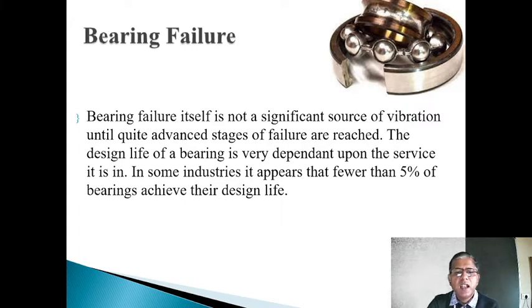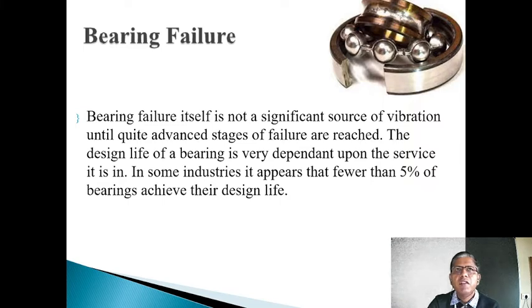The design life of a bearing is very dependent upon the service it is in. In some industries, it appears that fewer than 5% of the bearings achieve their design life. Because bearings are the component that supports the entire load of a machine. They shoulder the entire load of the machine on their shoulders.